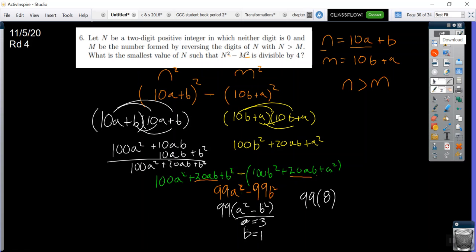So what exactly are we being asked? We're being asked, what is the 2-digit number n? Because n has to be bigger than m, it has to be 31.